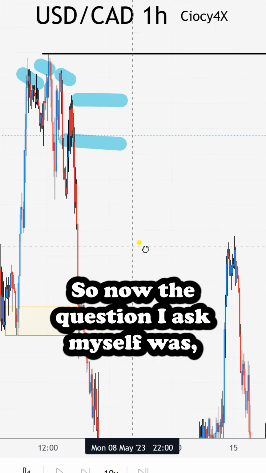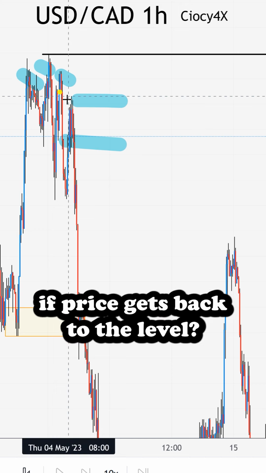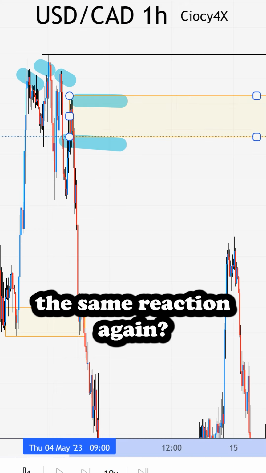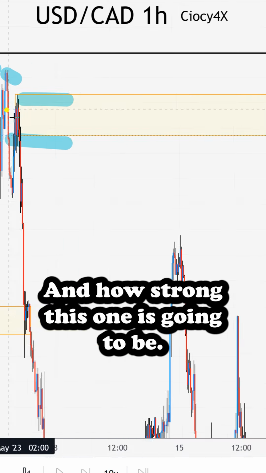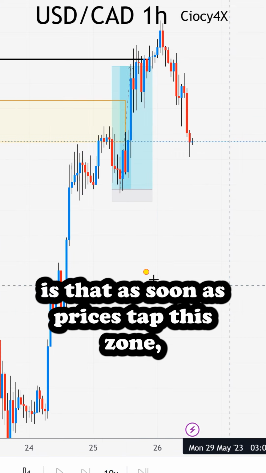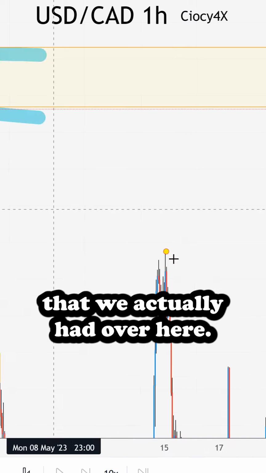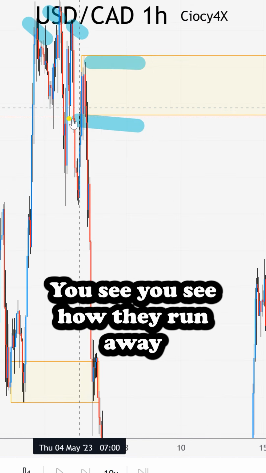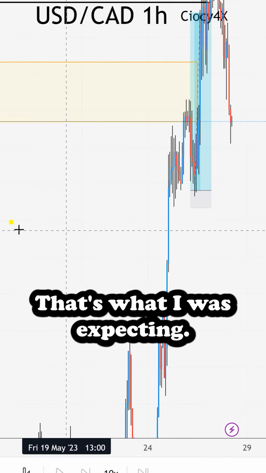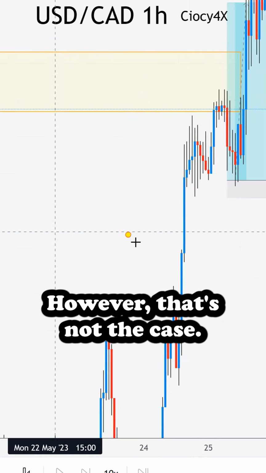So now the question I asked myself was, what happens if price gets back to the level? Am I going to have the same reaction again? And how strong is this zone going to be? As soon as price tapped this zone, I wanted to see the same exact reaction that we actually had over here. You see how they run away from this level? Exactly, that's what I was expecting. However, that's not the case. It didn't happen like this.